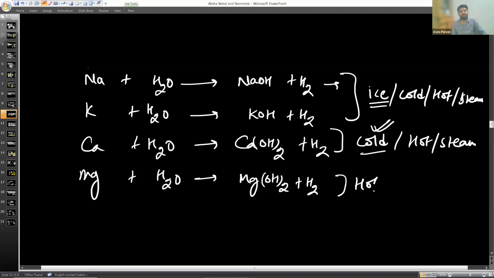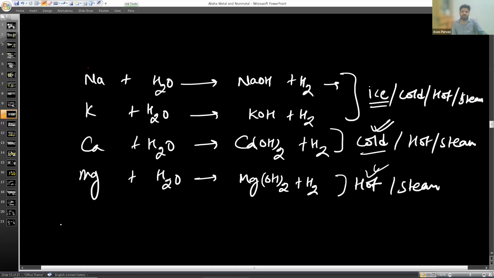Similarly, magnesium reacts with hot water and steam, but if magnesium can react with hot water, why convert it into steam? We just warm the water to 50 to 60 degrees Celsius and it will start reacting. So the preference for magnesium is hot water. If I ask which element reacts with hot water, it is magnesium. If I ask which element reacts with cold water, it is calcium. But it does not mean that sodium and potassium cannot react with cold water; they can also react with it. When we discuss the questions, you will be able to do that.